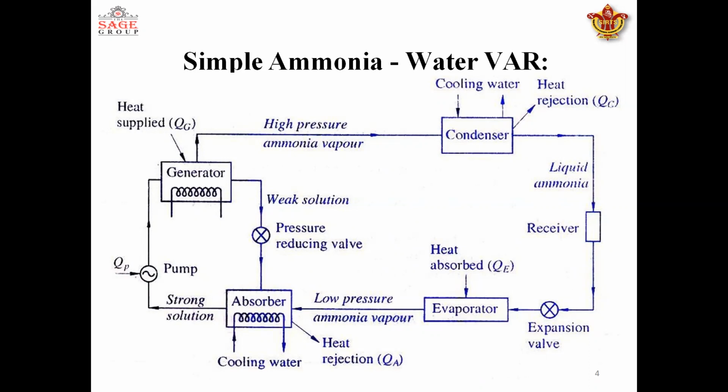Further, as we see, low pressure ammonia vapor passes from the evaporator to the absorber. The absorber is also a sort of heat exchanger where the water and ammonia both get mixed up. As you know, cold water has a great affinity towards ammonia, and this ammonia from the evaporator, that is the low pressure ammonia vapor, starts mixing with the water, and slowly it converts the weak solution into the strong solution.